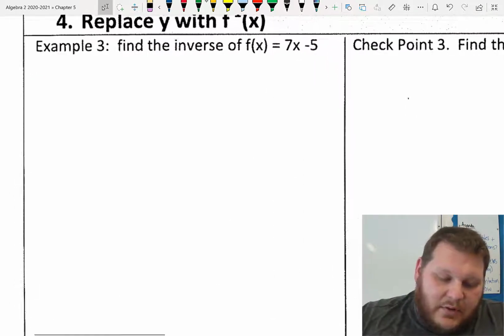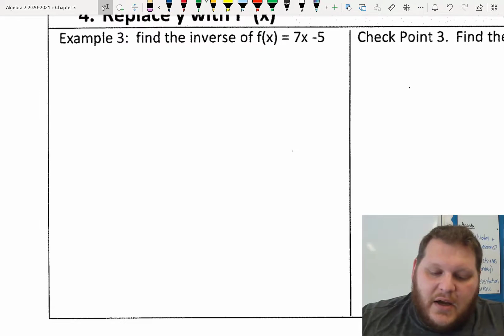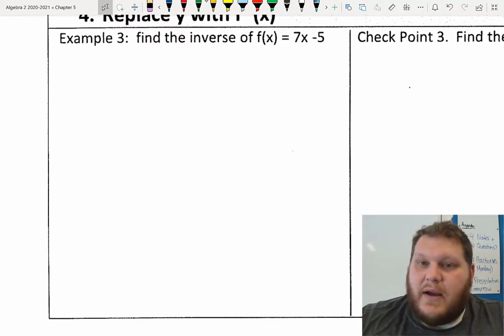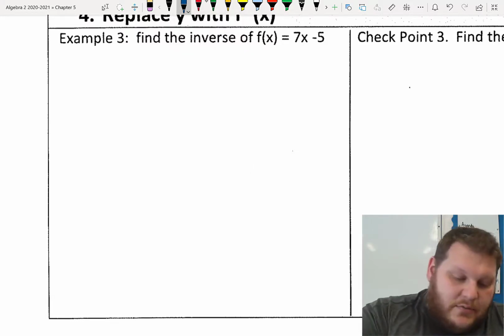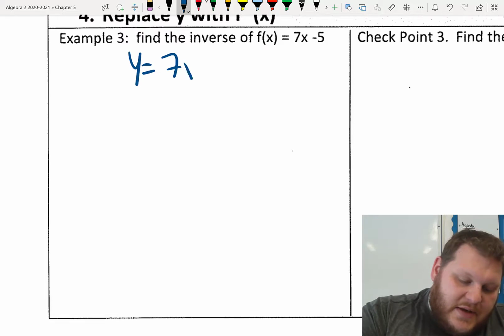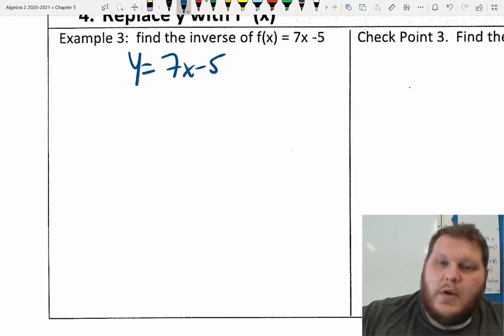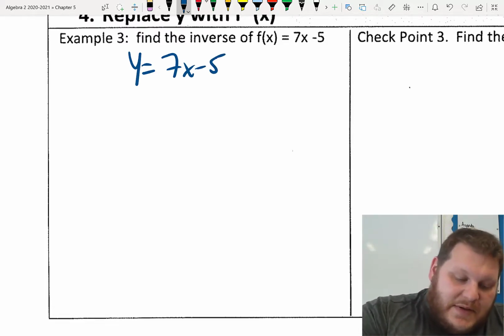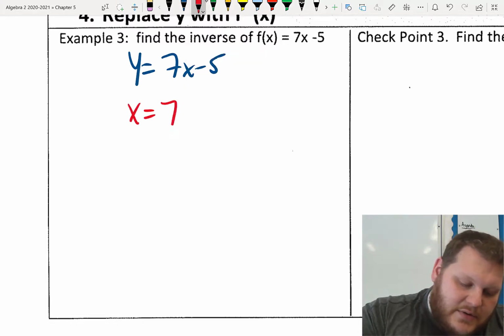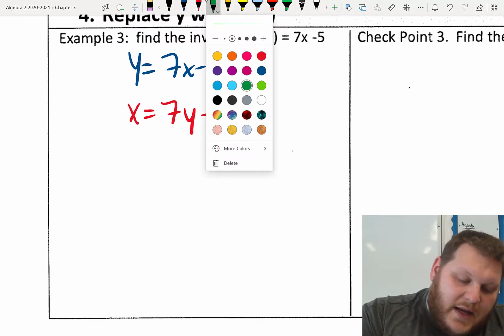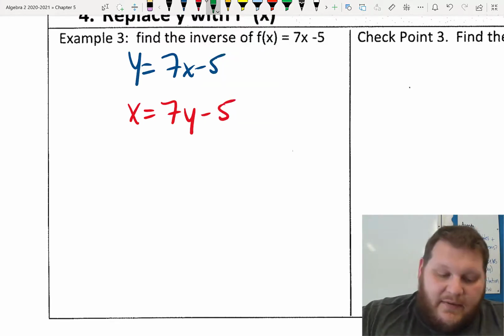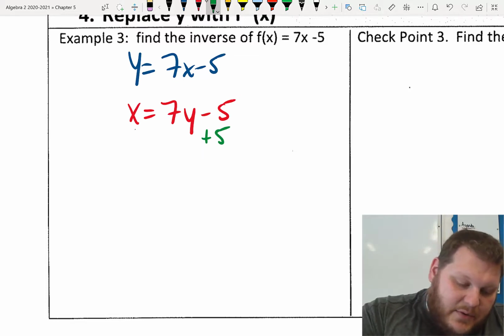So for example number 3 here, if we're trying to find the inverse of f of x, which is 7x minus 5, step number 1 is to replace my f of x with a y value. So y equals 7x minus 5. Step 2, I'm going to switch my positions. My x and my y get flip-flopped. So now it's going to be x equals 7y minus 5. And then I just go through and solve for my y value. So here I've got to add 5 on both sides.